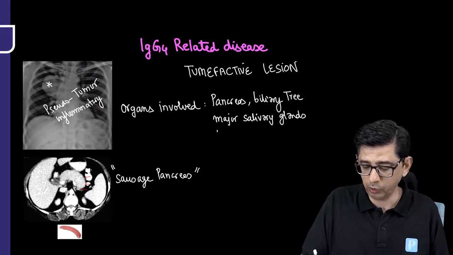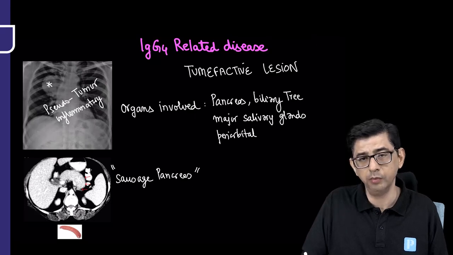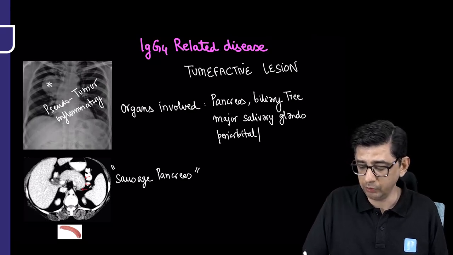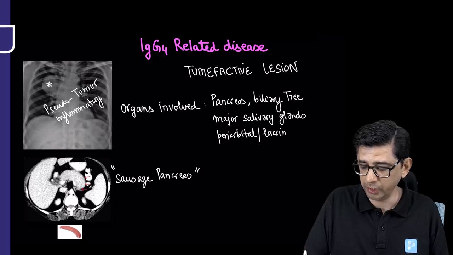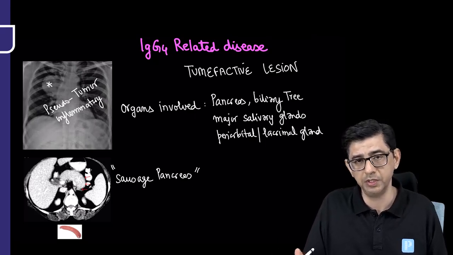Apart from this, even the periorbital tissues can be involved, or even the lacrimal tissues can be involved. Because of the periorbital involvement, or the lacrimal gland involvement as well, you might be thinking that you're dealing with a lacrimal gland tumor per se, which again tends to have a bad prognosis, but ultimately response to steroids would be seen.